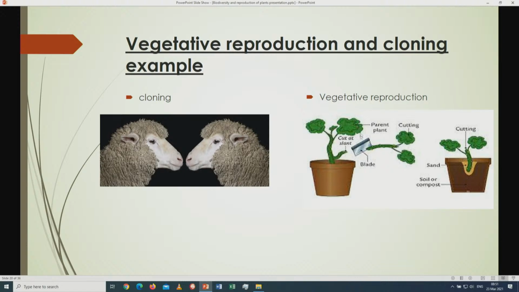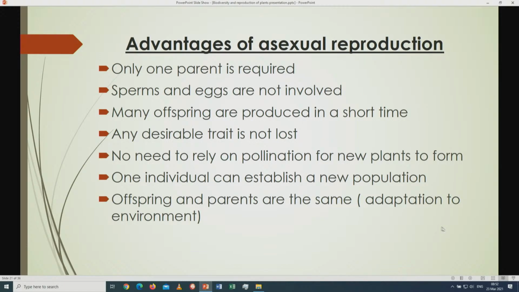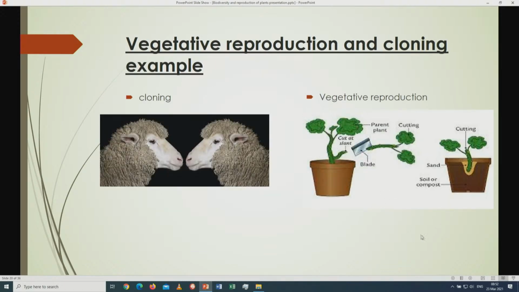So another example of asexual reproduction is vegetative reproduction. Vegetative reproduction is the type of reproduction which occurs by a stem of a plant or roots of a plant or a leaf of a plant. Here it has occurred by a leaf of a plant. Here a blade is used to cut what now? A leaf. So now this leaf has developed into a new leaf plant, which looks exactly the same as the parent one.